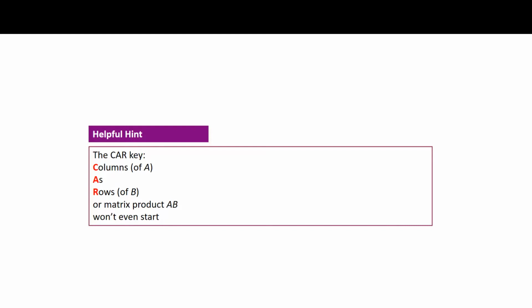All right, here's a helpful hint. If it's helpful to you, great. If it's not, oh well. So remember the car key. The columns of A as rows of B, or the matrix product AB won't even start. So you have to have the columns of A equaling the rows of B, or you can't even multiply. So just a little hint there.